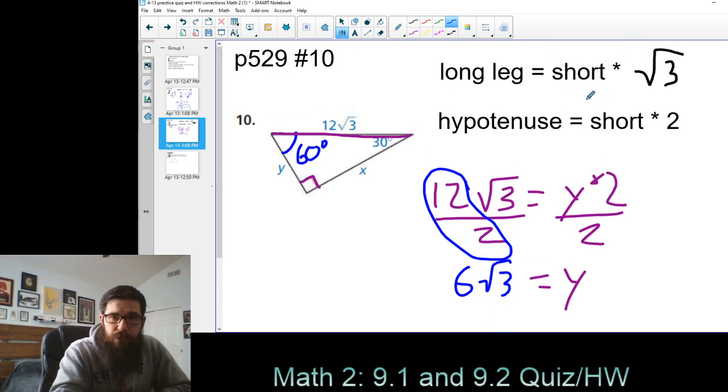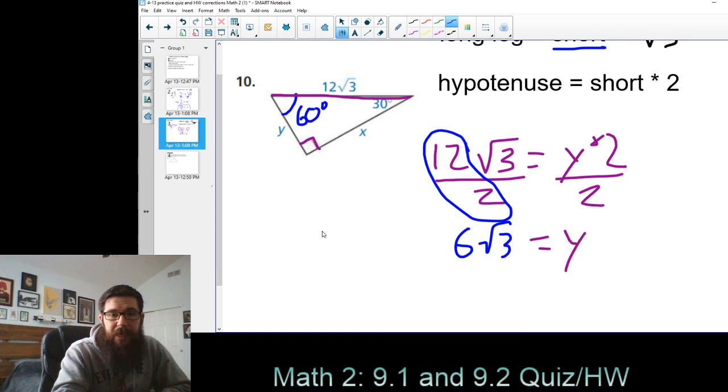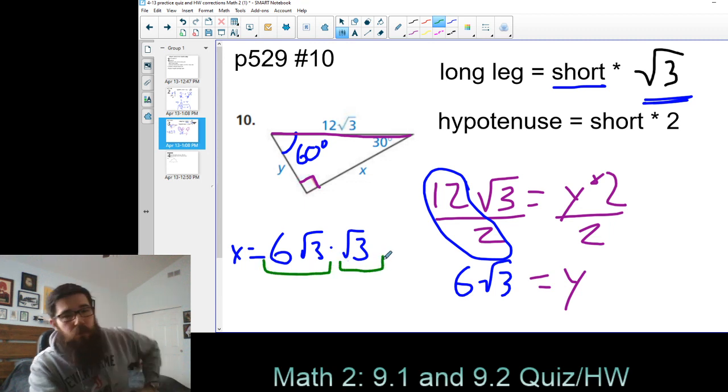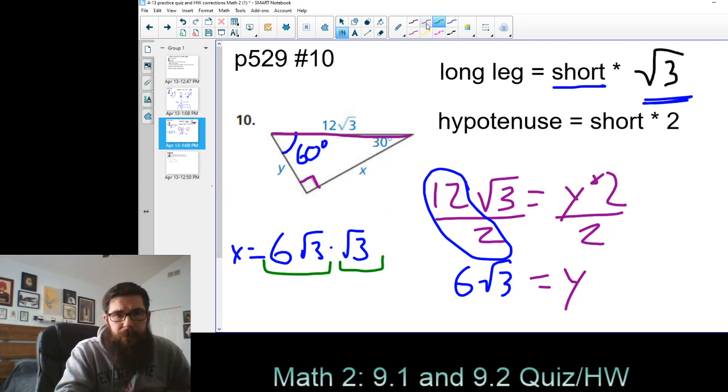Now that I know the short leg, I can take the short leg and use this top equation to find out how long the long leg is, in this case, x. So I could write this equation, x equals, so that's my long leg, it's the short, which is y. I already know what that is. I'm going to put 6 square root 3 times square root 3, because it has this second square root 3 right here. The short leg itself is 6 square root 3 long, and then I'm going to multiply by another separate square root 3. What's that going to turn into?